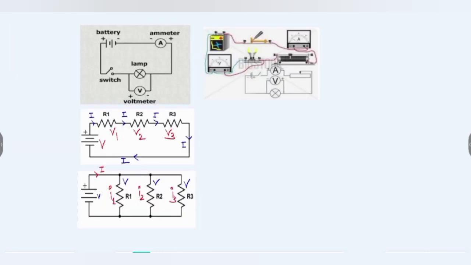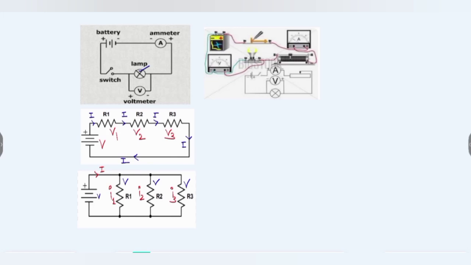Let us see the next important topic. This is how we connect an ammeter and voltmeter in the circuit. Just now I told you, ammeter will be connected in series with the device. So here this is our device. This is called series connection, one terminal to another terminal, positive to negative. This type of connection is called series connection, whereas voltmeter will be connected in parallel.